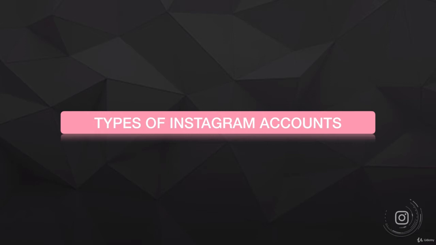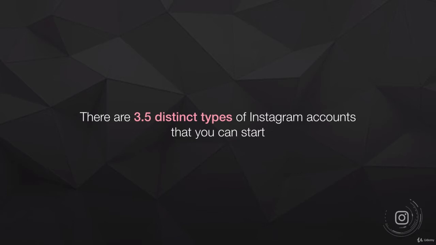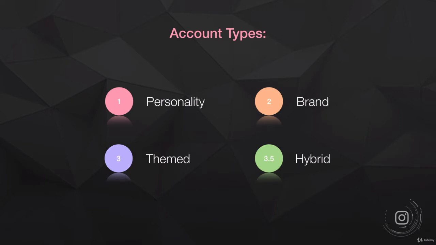So let's jump in. So there are 3.5 distinct types of Instagram accounts that you can start. I say 3.5 because it's basically 3, but the half, as we're about to go through together, is going to be the little hack that we can use in order to get the most out of Instagram, meaning we can take more than one of these account types and use it to our advantage so we're getting the best out of each account type without really having any downside. I'm going to show you exactly how you can do that for your business.